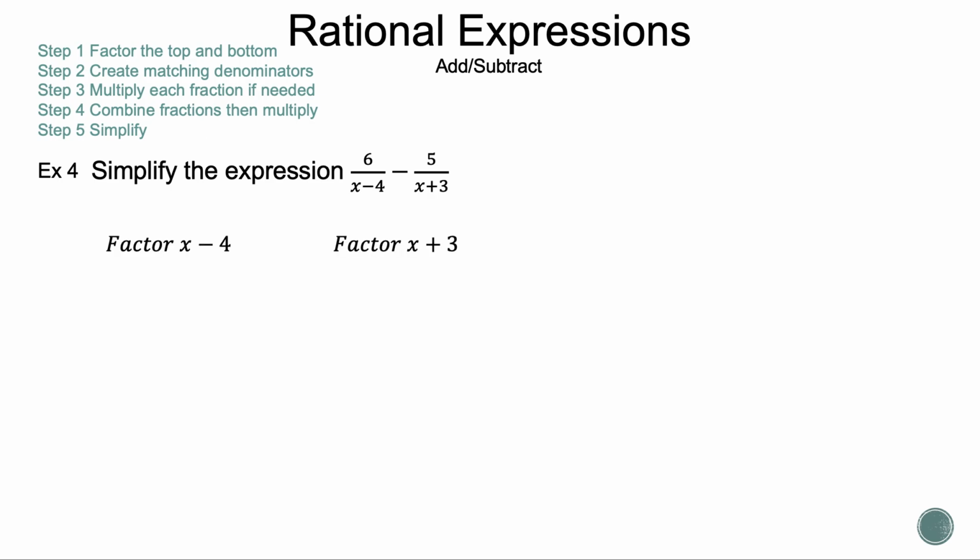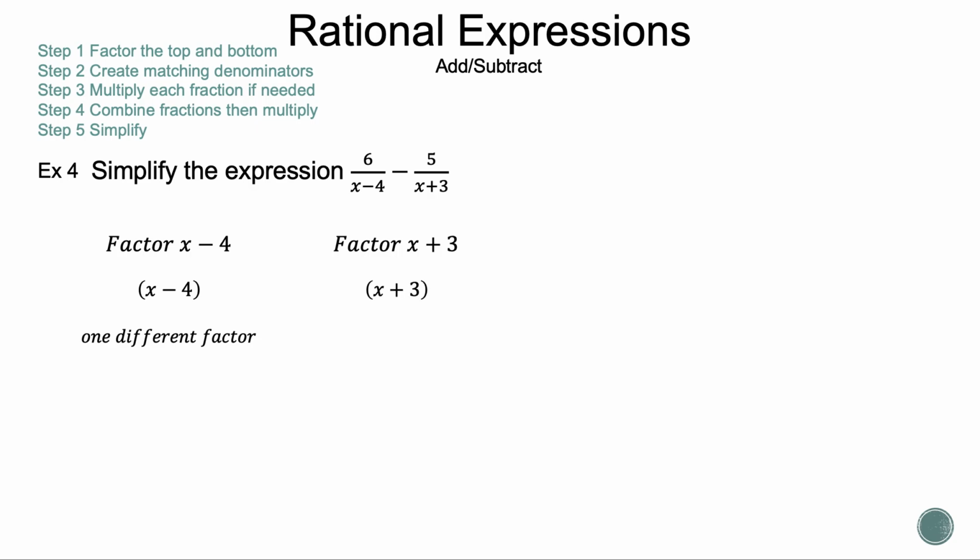Now, let's take a look at the denominators, x minus 4 and x plus 3. Let's start with x minus 4. Notice that we put parentheses around this term. This will help us later when we multiply. How many different factors do you think we have with the quantity of x minus 4? That's correct, 1 different factor, the quantity of x minus 4.